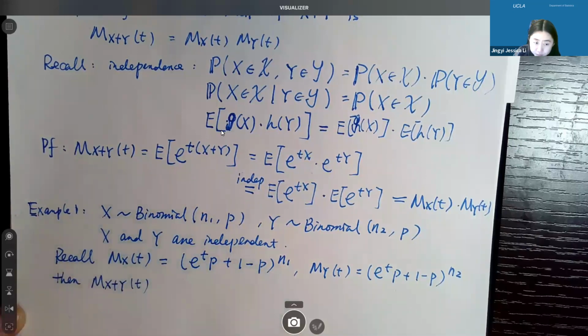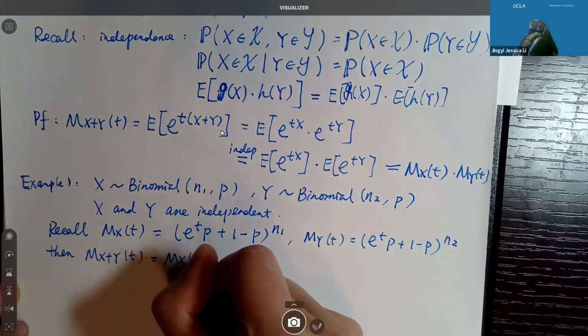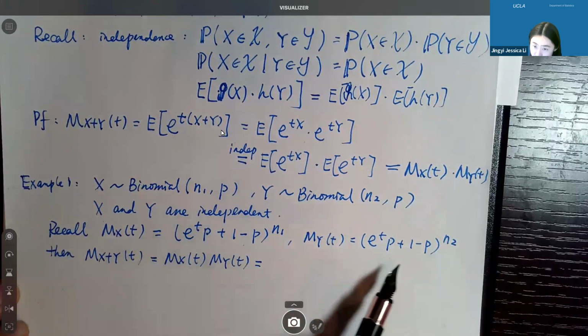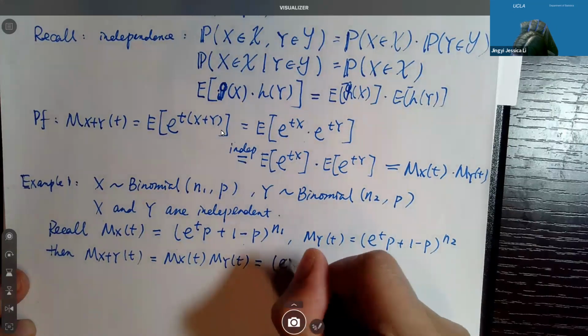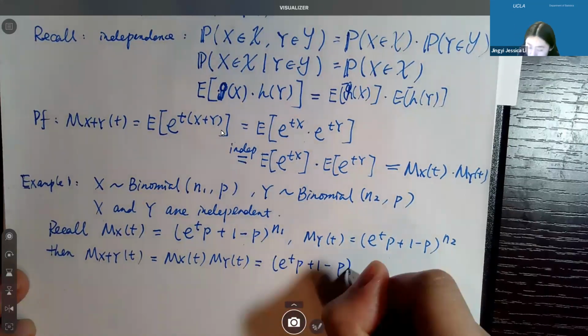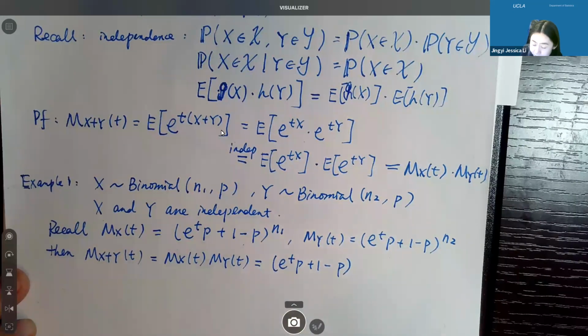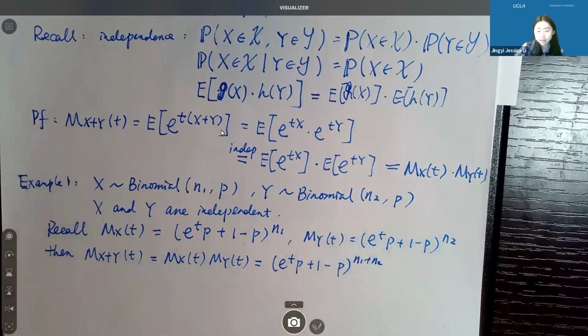MGF of x plus y would be equal to Mx(t) times My(t), okay? I multiply those two things together. And because they share the same base, I can merge the two terms. So I get e^t p plus 1 minus p to the power n1 plus n2, when I multiply them, and the power will be their sum. Then you compare this form to the MGF form of a binomial.